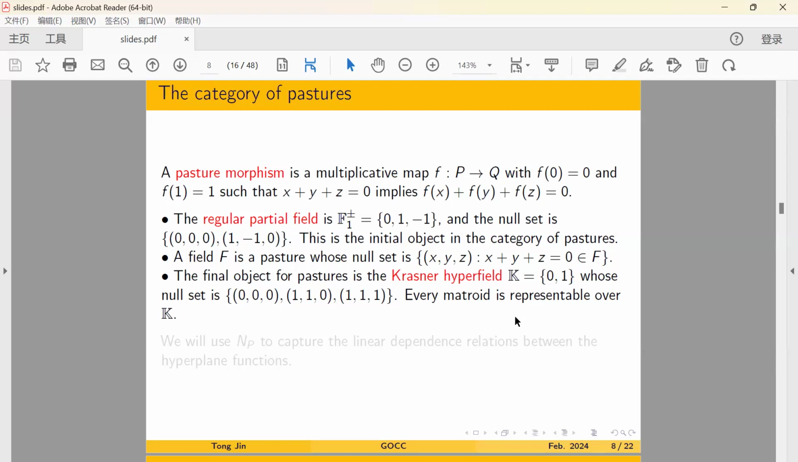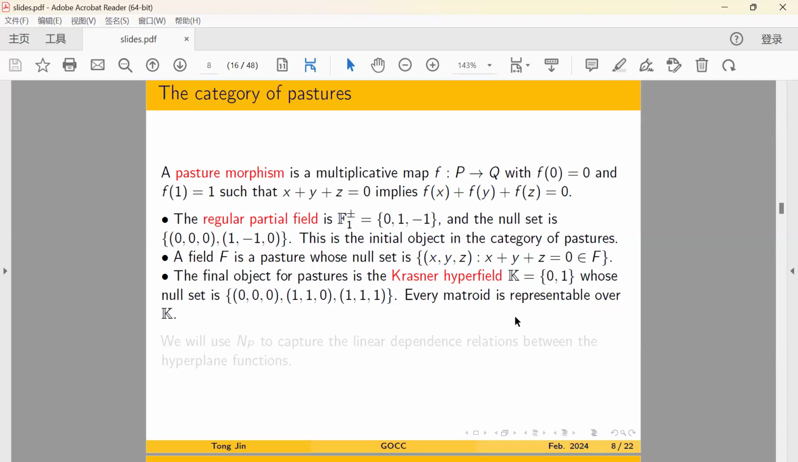And finally, the final object for the pastures is what we call the Krasner hyperfield. It has two elements, 0 and 1. And the null set, again modeled by the S3 action, has 3 elements: the all 0 triple, 1, 1, 0, and the all 1 triple in P3.